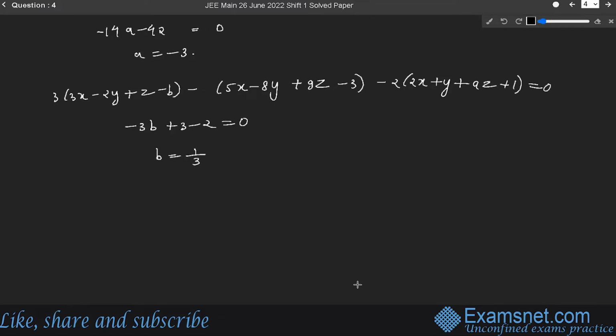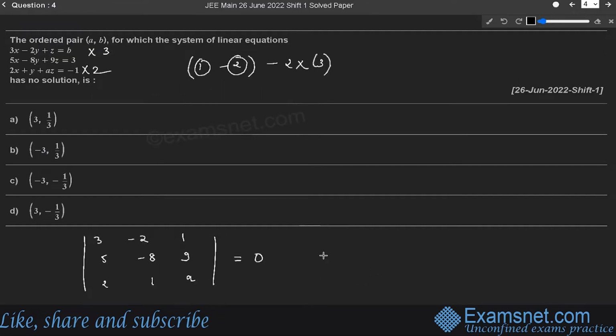So, we can say that for no solution, a is equal to minus 3 and b is not equal to 1 by 3. Hence, we can say that the correct option for this question is option number C, which is minus 3 comma minus 1 upon 3. I hope this question is clear to you.